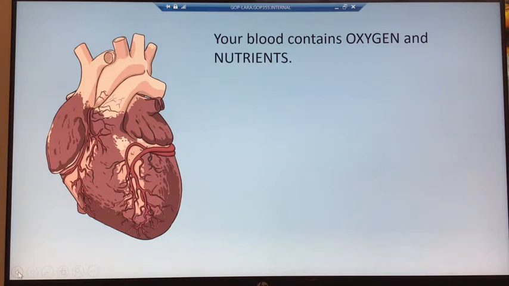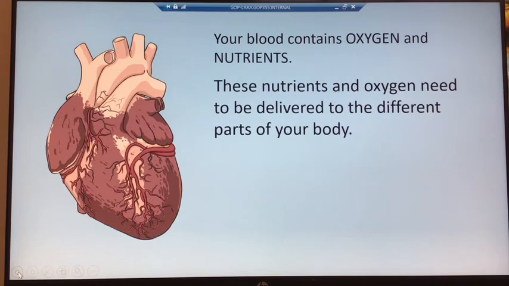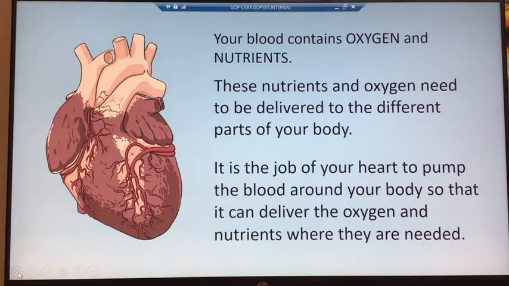Why do we need it? Well, your blood contains oxygen and nutrients, and these nutrients and oxygen need to be delivered to the different parts of your body. You need them in your brain, you need them in your knees, you need them in your muscles, you need them in your stomach, you need them in your toes and your fingers. You need the oxygen and the nutrients to be transported around your body. It is the job of your heart to pump the blood around your body so that it can deliver oxygen and nutrients to where they are needed.